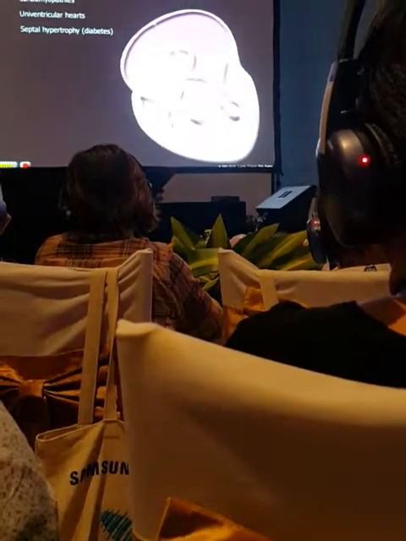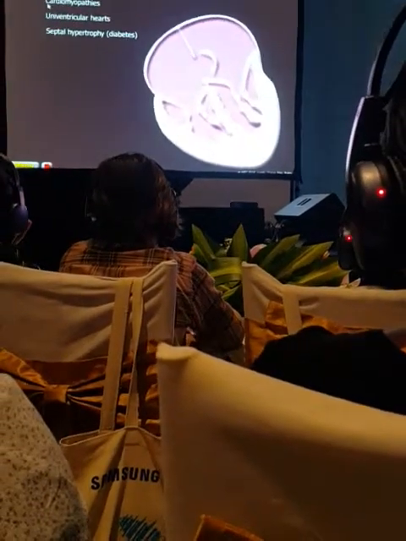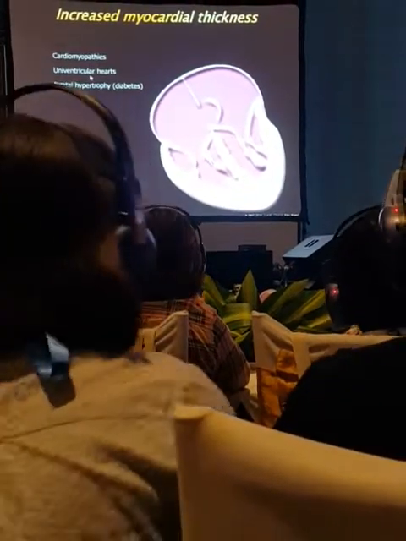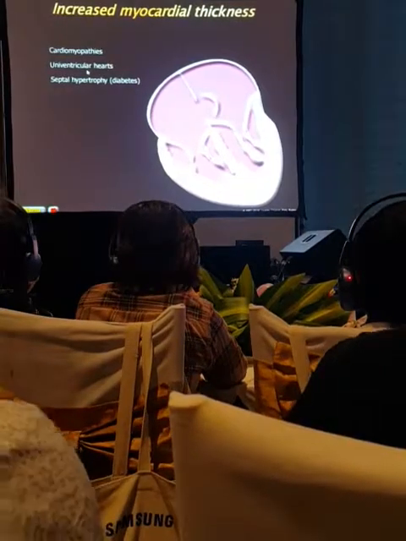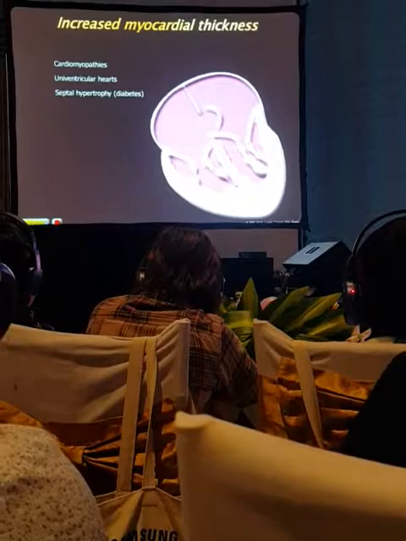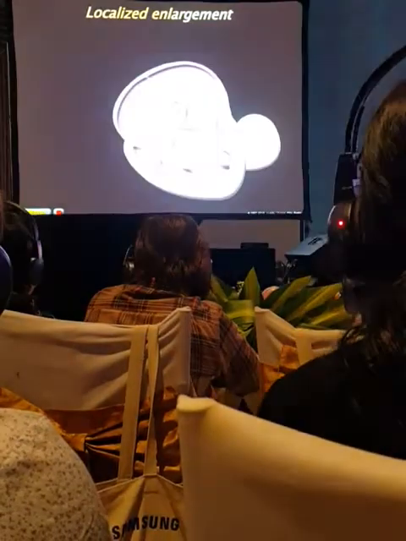You can have an increased myocardial thickness in the cardiomyopathy. I'll show you one in just a second. In the univentricular heart, remember my first, hypoplastic left heart syndrome, they have only two chambers, and in the simple hypertrophy for diabetic mothers that have poor control.